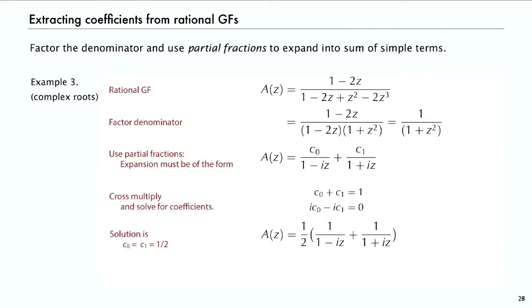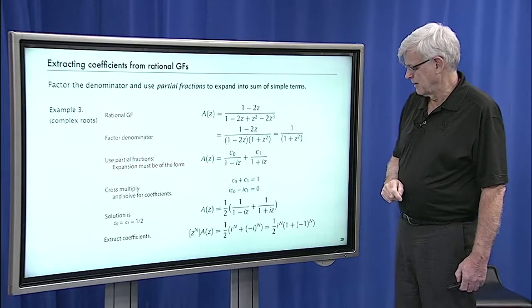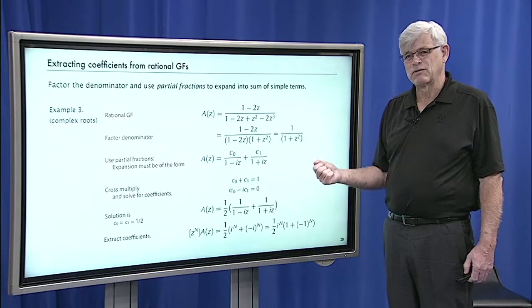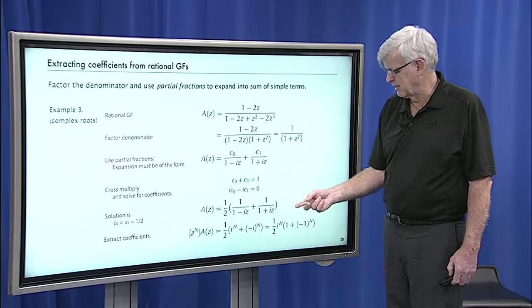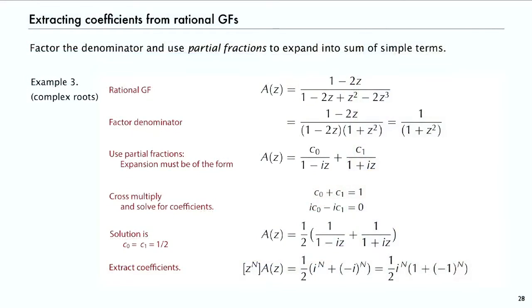So that says that in this case, a of z is equal to 1/2, 1 over 1 minus iz plus 1 over 1 plus iz. And again, we can extract coefficients in there, and it says that the coefficient of z to the n in a of z is 1/2 i to the n plus minus i to the n. And actually just factor out the i to the n, and you get i to the n times 1 plus minus 1 to the n.